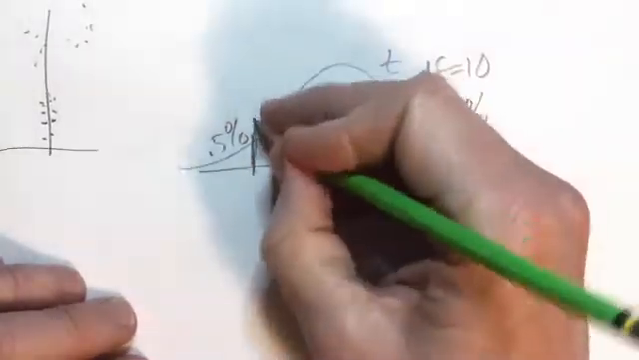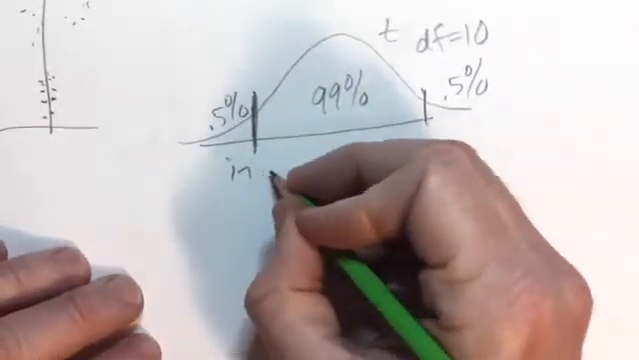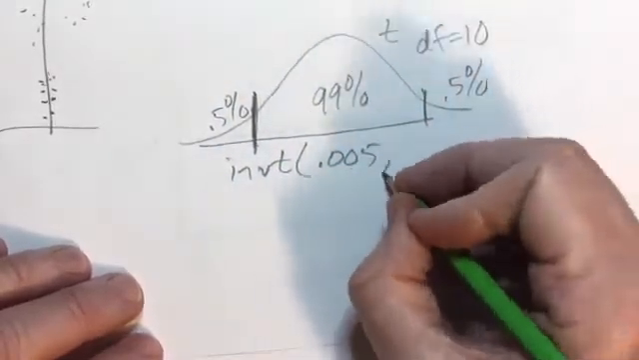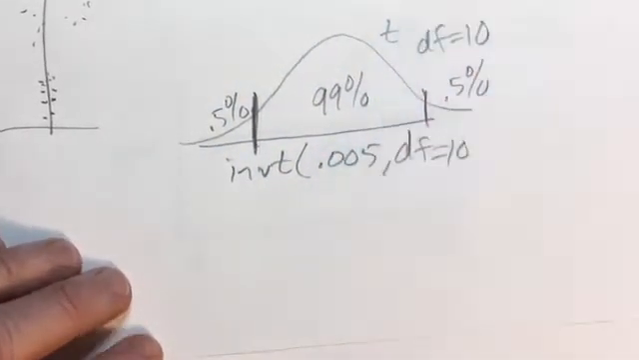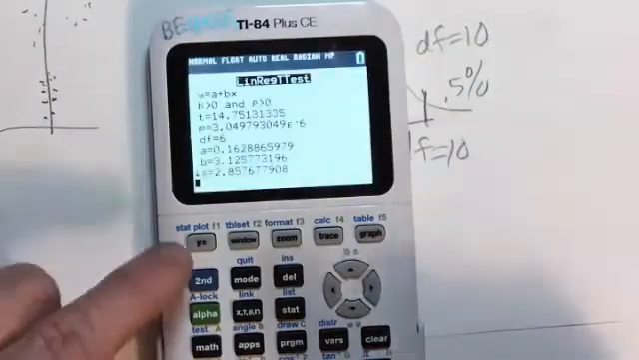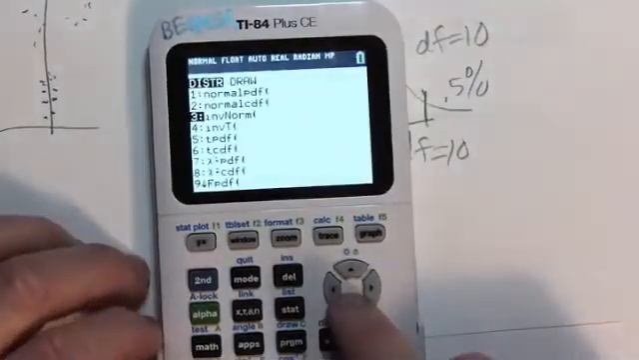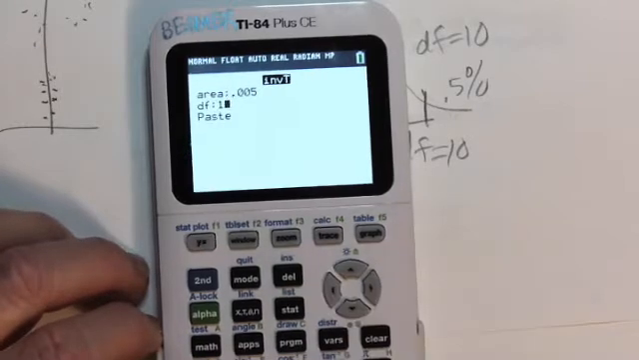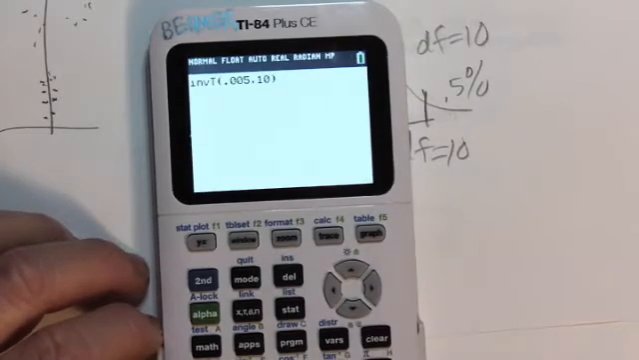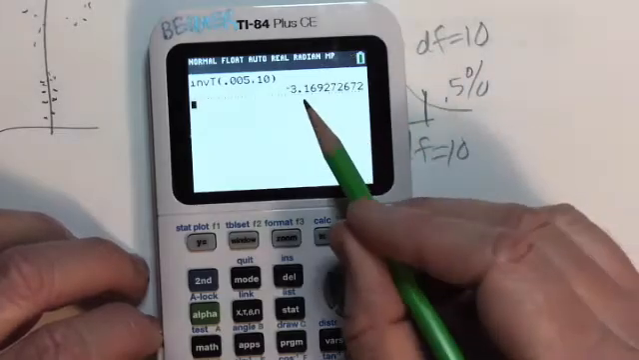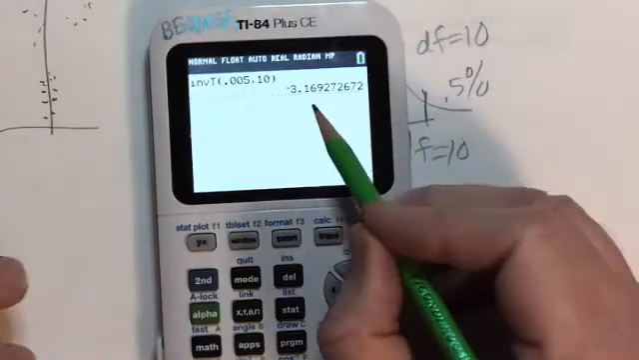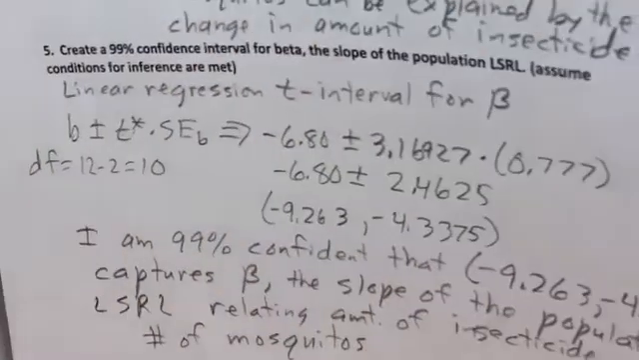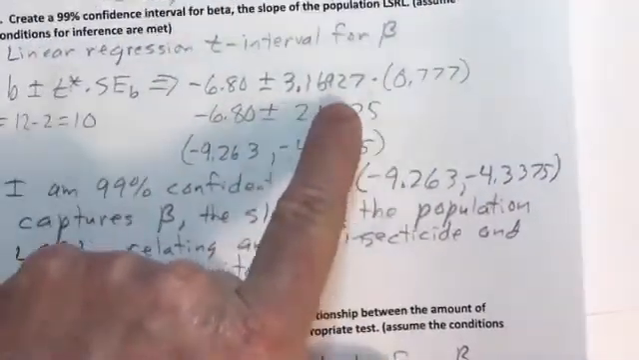The critical value is this guy right here. I'm going to use inverse t to find that, 0.005, and then degrees of freedom equal to 10. So I will say second distribution, inverse t of 0.005, degrees of freedom equal to 10. And there it is. I make it positive, since it's plus or minus in the equation anyway, about 3.169. And that's how I get that.